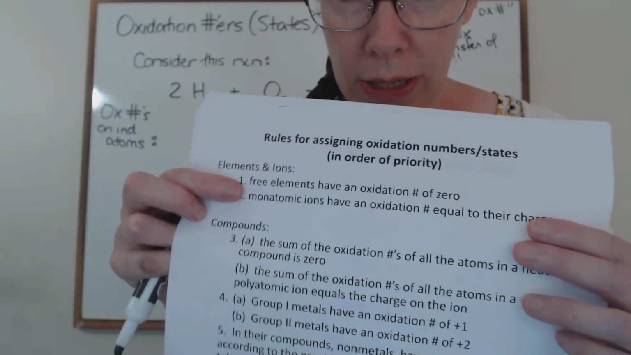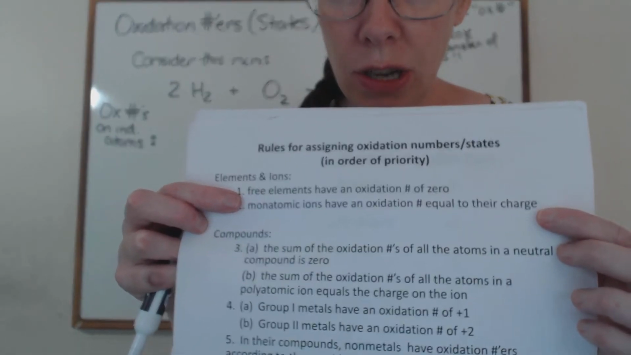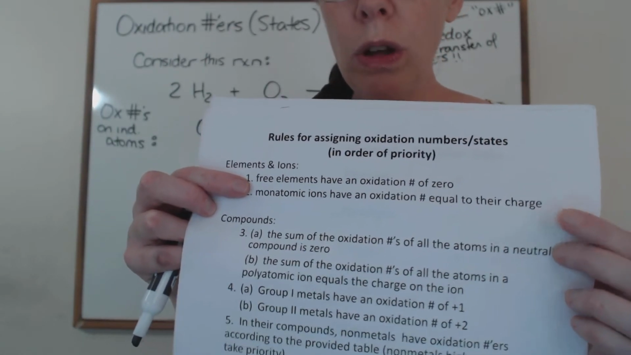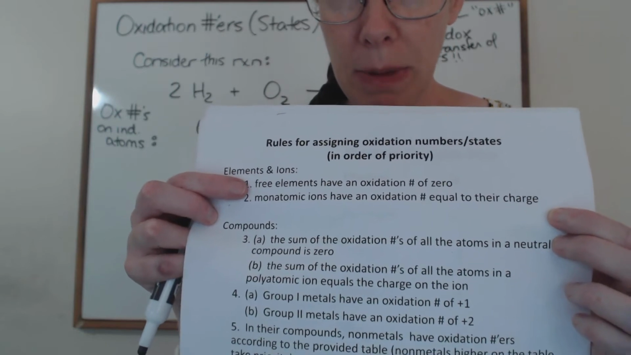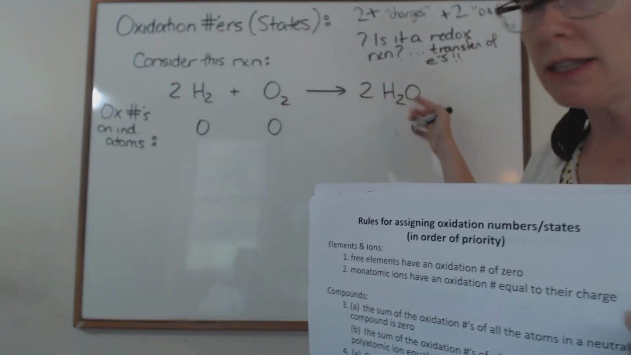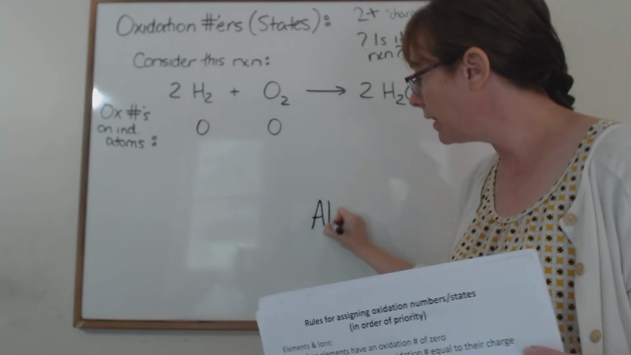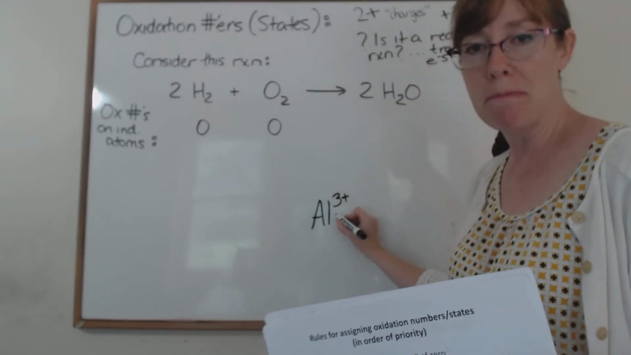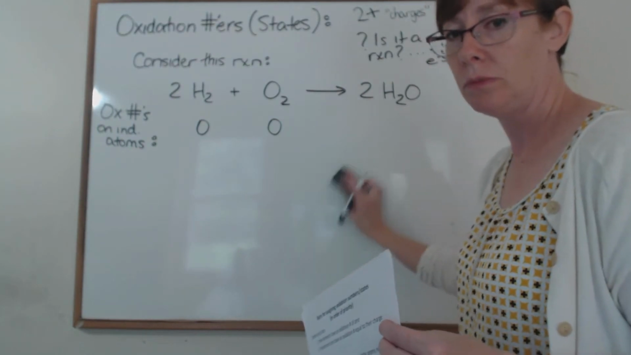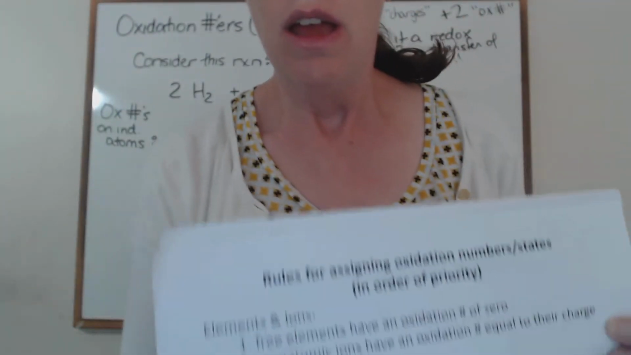If you have a monoatomic ion, then the oxidation number equals its charge. We'll do some practice with that in just a few minutes, but we don't have any monoatomic ions here. Monoatomic ions would be something like that. That would be a monoatomic ion, a one-atom ion.